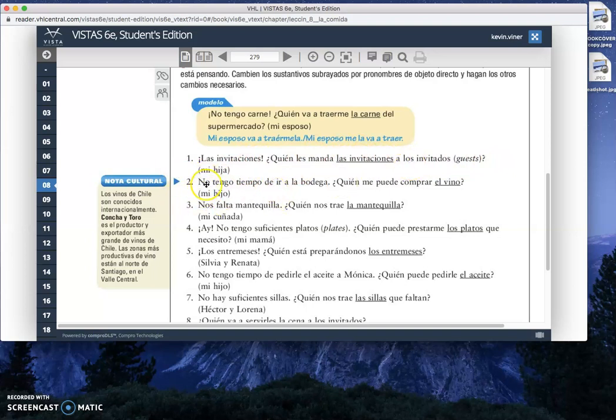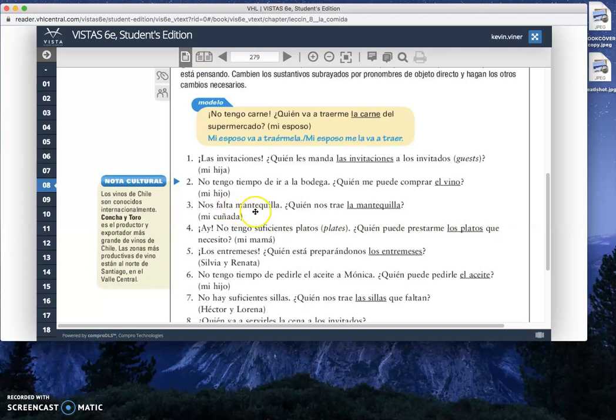Okay? Número 2. No tengo tiempo de ir a la bodega. ¿Quién me puede comprar el vino? Pause. Back. So the person that can do this is mi hijo. So you'd say, mi hijo me lo puede comprar. Because el vino is lo. Mi hijo me lo puede comprar. Of course, the other option would be, mi hijo puede comprármelo. That would be the other option.